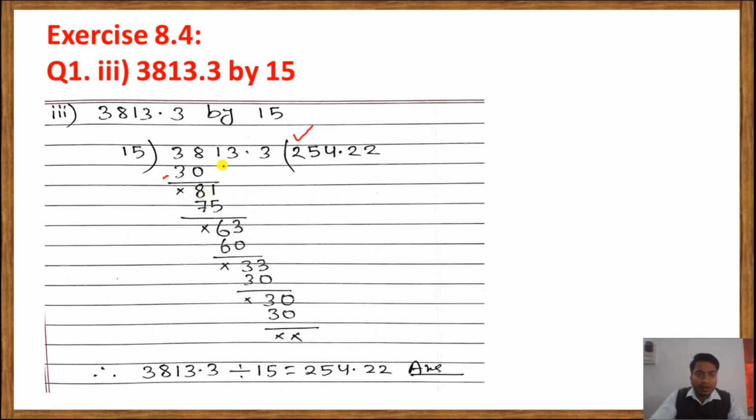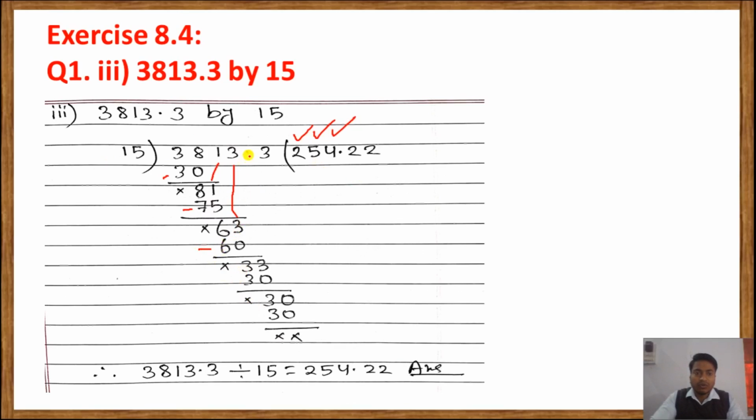Now bring down this 1 here. Now it became 81. Now it will go 5 times. 15 into 5 is 75. When we subtract we'll get 6. Now bring down this 3 here. Now it became 63. Now it will go 4 times. 15 into 4 is 60. When we subtract we'll get 3.